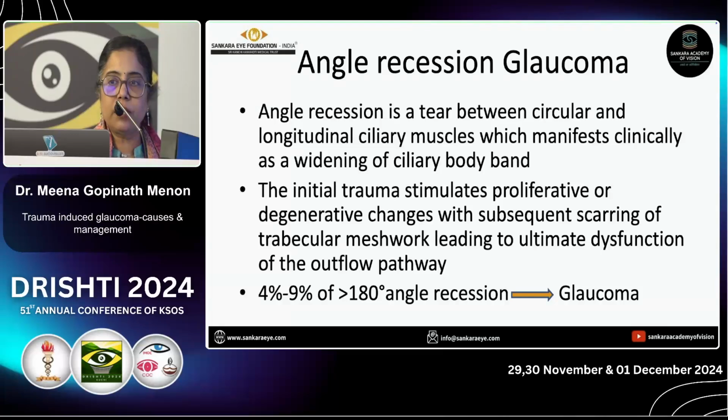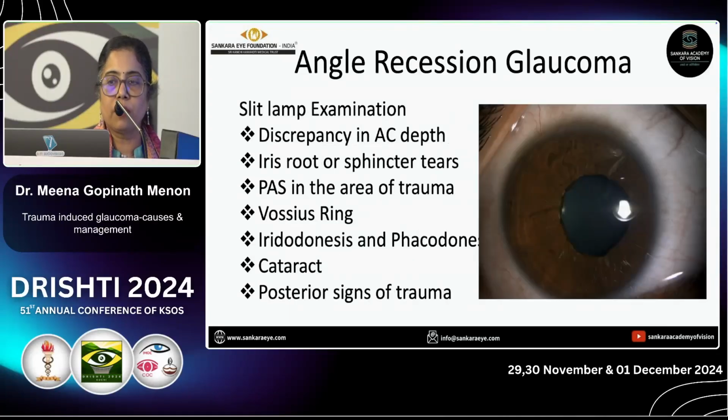The other common entity which we see is angle recession glaucoma, wherein there is a tear between the circular and the longitudinal ciliary muscles. Usually the initial trauma creates proliferative or degenerative changes, and then there is subsequent scarring of the trabecular meshwork leading to ultimate dysfunction of the outflow pathway. Literature says that about 4 to 9% of cases with more than 180-degree angle recession can develop glaucoma.